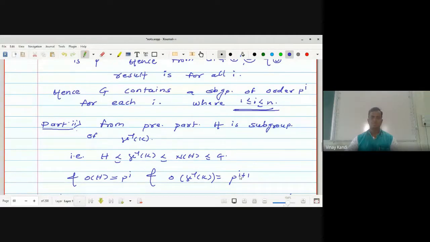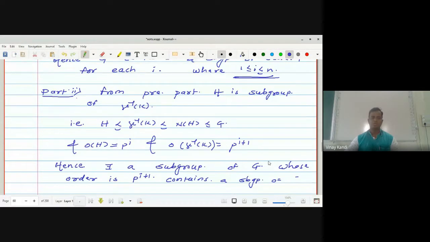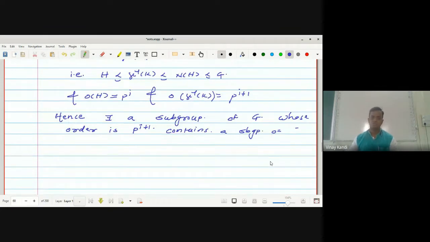From the previous part, H is a subgroup of sigma inverse of K, which is a subgroup of the normalizer of H, which is a subgroup of G. Here, the order of H is P raised to I, and the order of sigma inverse of K is P raised to I plus 1. Hence there exists a subgroup of G whose order is P raised to I plus 1 that contains a subgroup of G whose order is P raised to I.